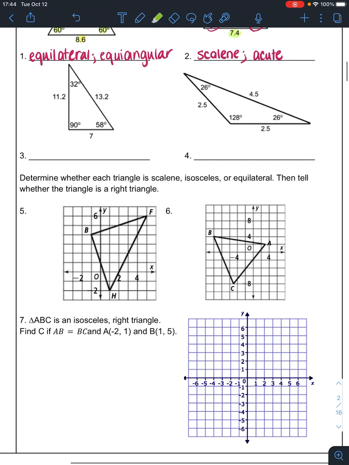Number 3, based off of its sides, we have 11.2, 7, and 13.2. They're all three different, so based off of its sides, it is considered a scalene triangle. And then we have a 90-degree angle, a 58-degree angle, and a 32-degree angle. We base it off of the 90-degree angle, so it is a right triangle. So it would be considered a scalene right triangle.